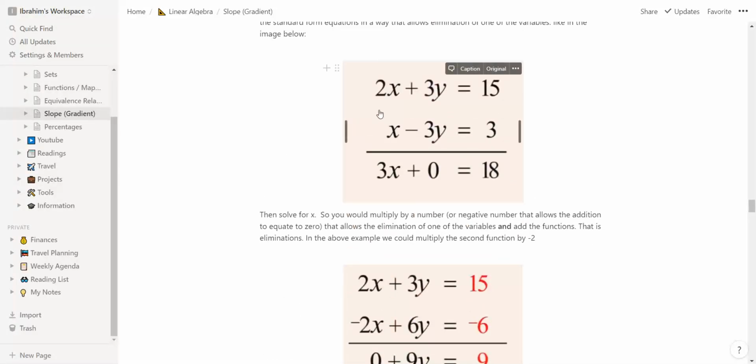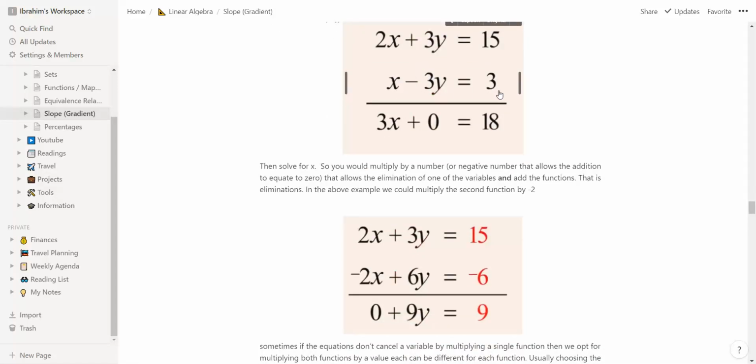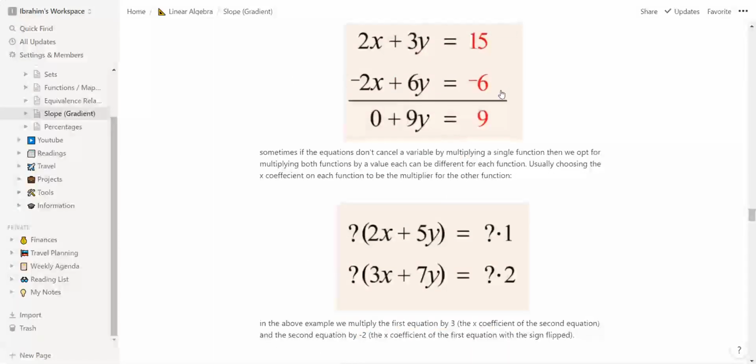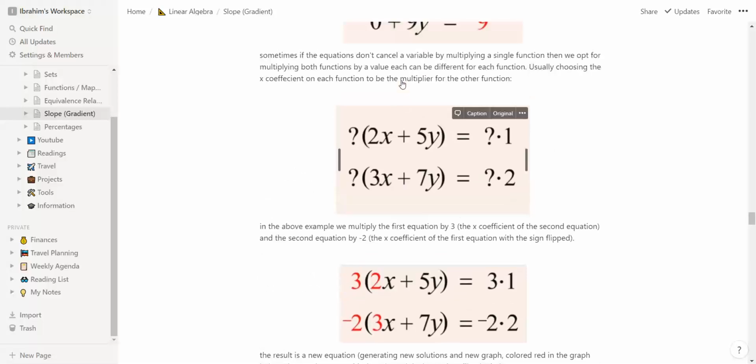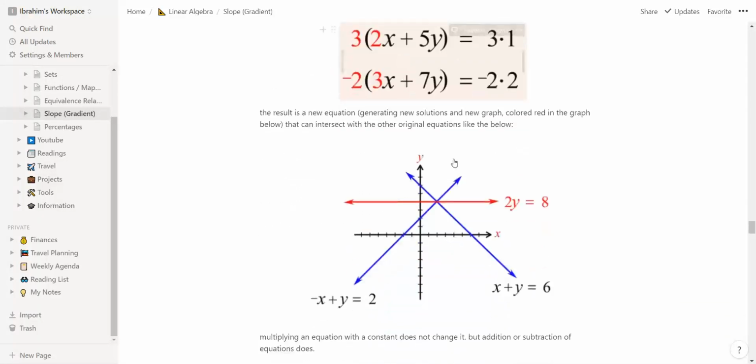And if you want to get rid of the x, you could multiply by -2x. This would be plus, and this would actually be 6, because you're multiplying by -2. And that's how you solve for both. So you eliminate one equation, you create a part of the equation. Nice. So that's the intersecting point.